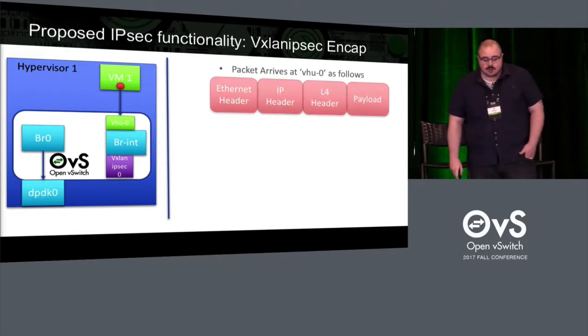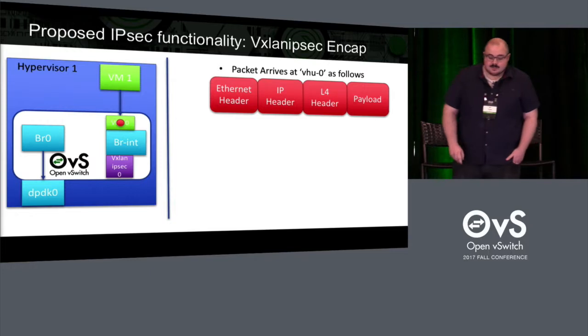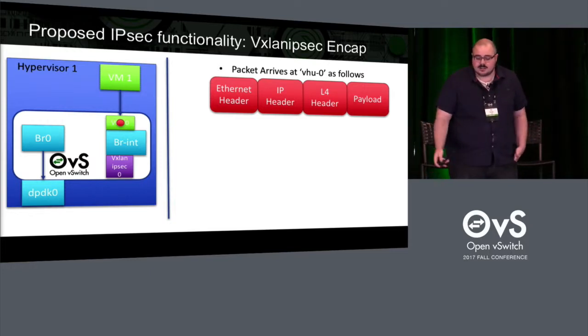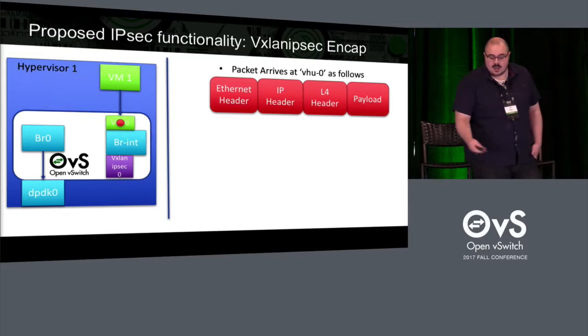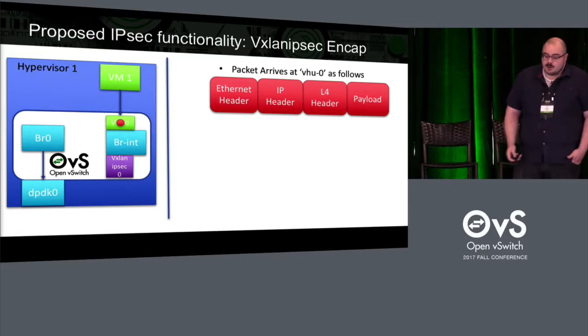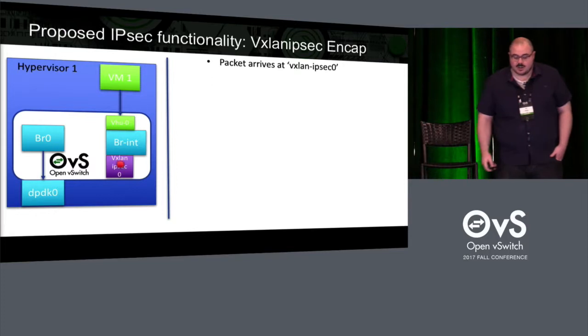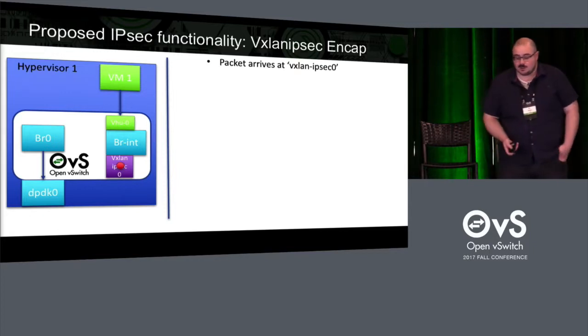So we have a packet in VM1, and it's being sent out on its way to VM2. When it arrives at our vHost user port, this is what it's going to look like: a standard packet, Ethernet header, its IP, its L4 header, and its payload. From there, it would be routed into our VXLAN IPsec. We took advantage of the existing VXLAN code base and expanded it to do IPsec. So we had this routing pretty much set up based on destination and MAC for the VTEPs. We've just modified it to use VXLAN with IPsec also.